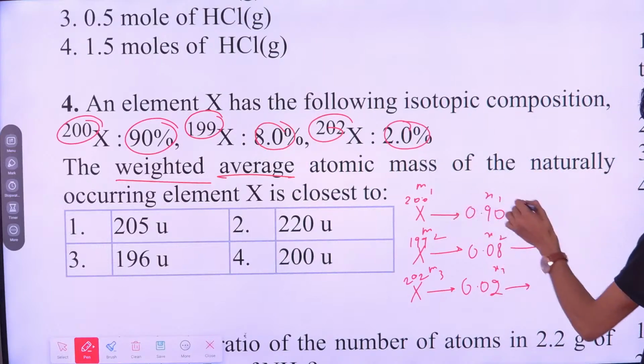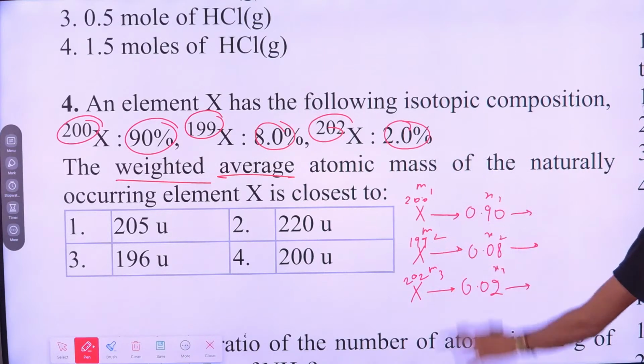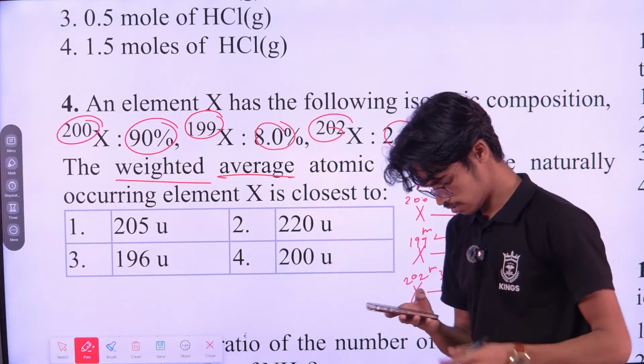If you multiply M1 by X1, M2 by X2, M3 by X3 and add them all, you will get the answer, okay.